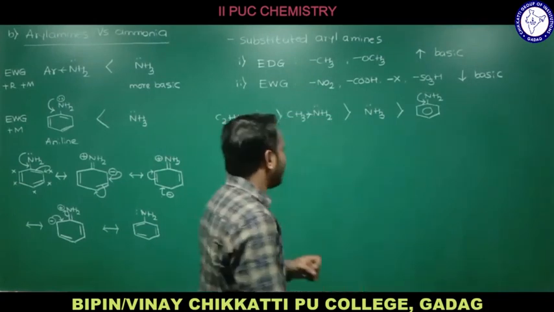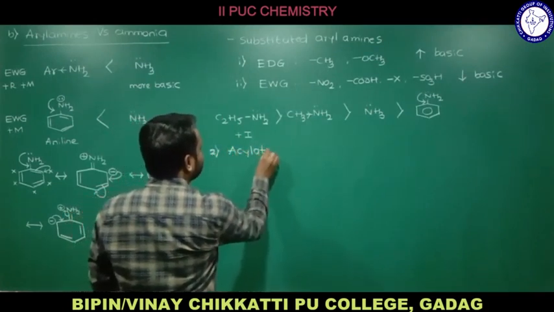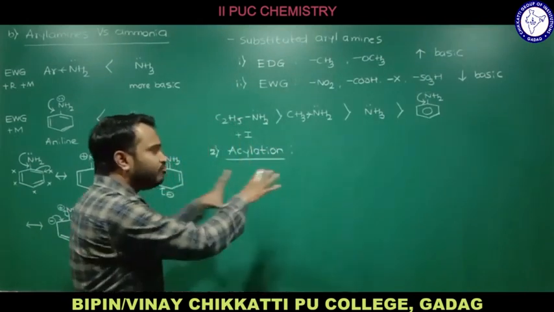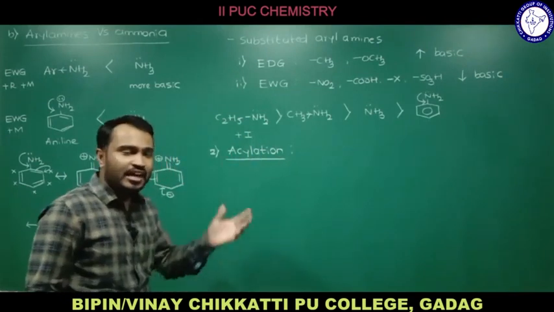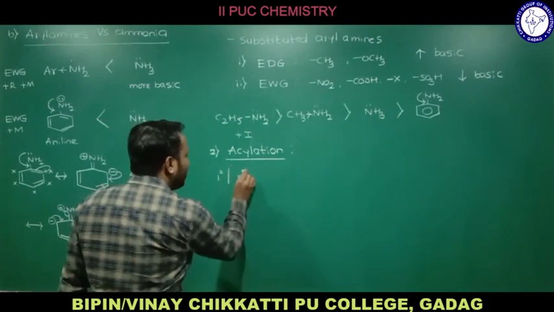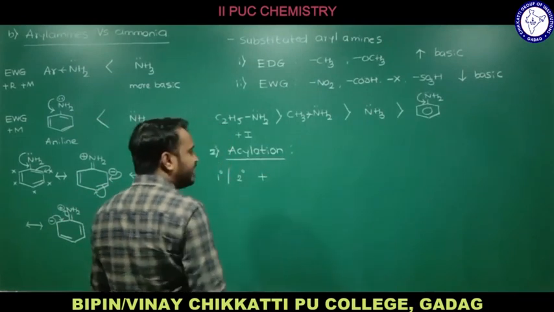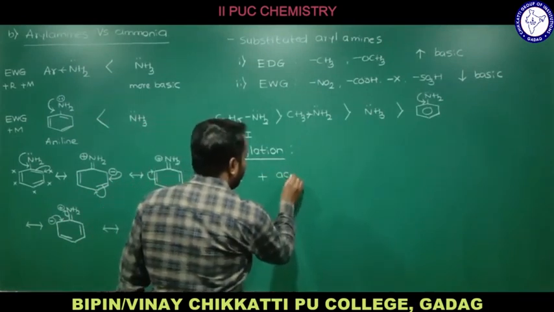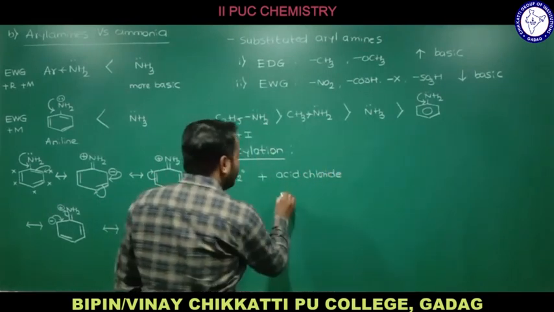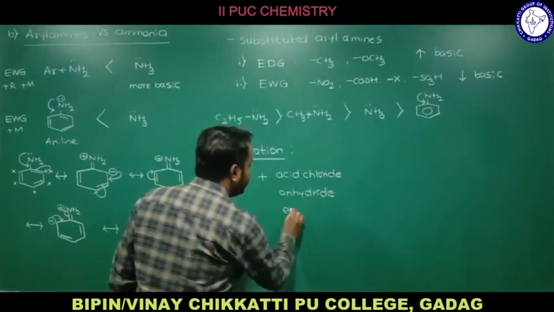The second chemical reaction I am going to consider is acylation. So acylation of amines we'll see. In general, first we'll see what is the meaning of acylation, and later we'll see the particular example. Now if you consider a primary amine or secondary amine, if that reacts with acid chloride, or with anhydride, and that may react with ester also.